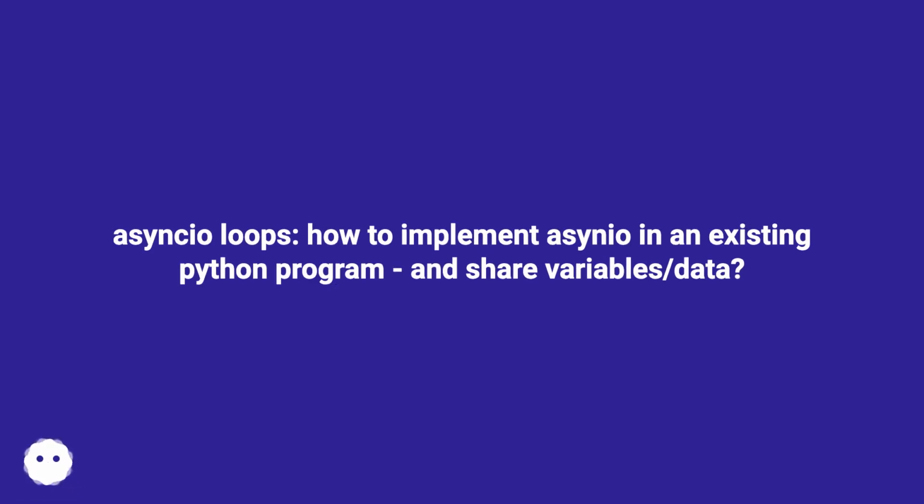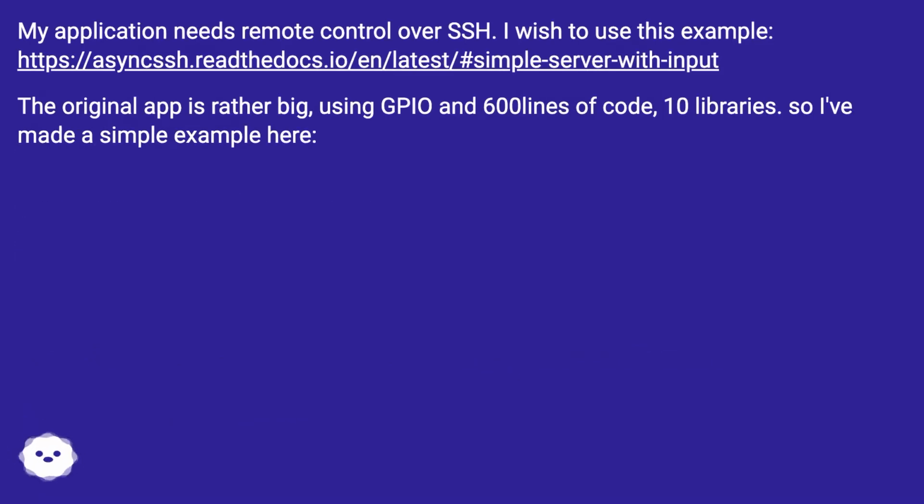Asyncio loops: how to implement asyncio in an existing Python program, and share variables data. My application needs remote control over SSH. I wish to use this example, this URL. The original app is rather big, using GPIO and 600 lines of code, 10 libraries. So I've made a simple example here.